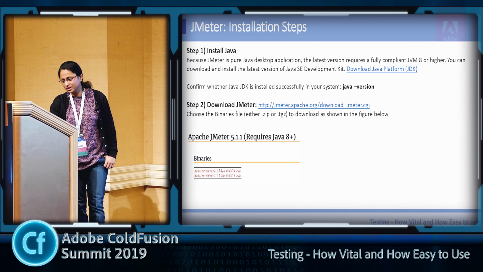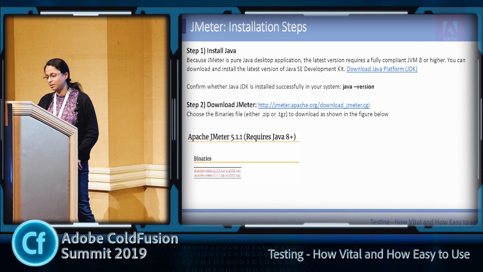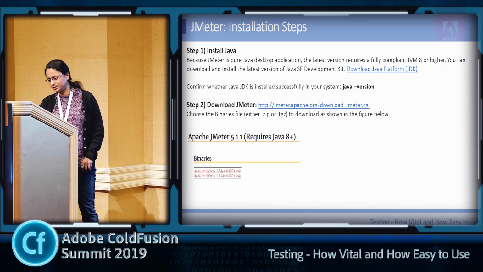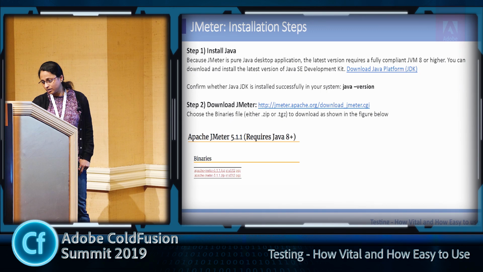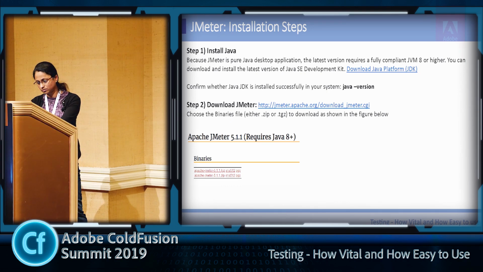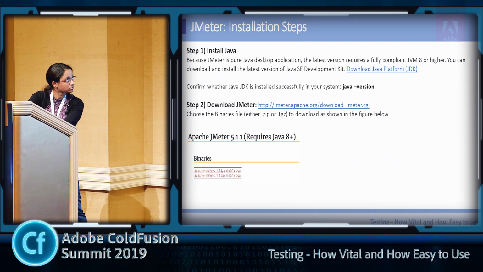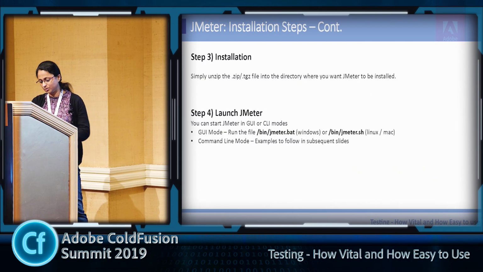So how do we install JMeter? It's very simple. Since it's a Java-based application, make sure that your system has the latest version of the Java Development Kit, and you can get it from this website, or the Apple website. Then for downloading JMeter, you can just go to this website and get the latest version. The latest version is 5.1.1, so you can just download the zip file or exe file and extract that anywhere on your system.